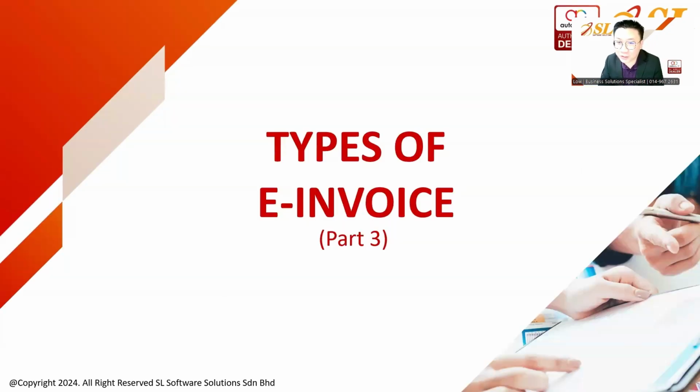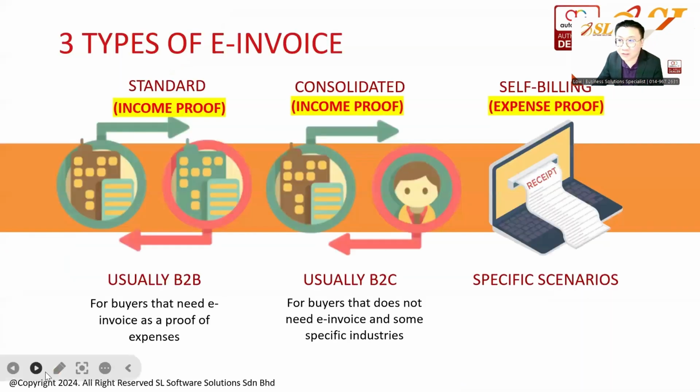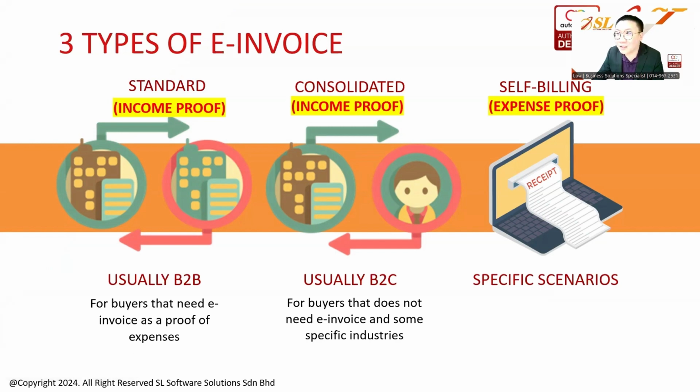In Malaysia we only have 3 types of e-invoicing. Two types are to prove our income, and the last one is to prove our expenses. Standard invoice proves our income. What is a standard invoice? A standard invoice is step 1 until 6, which I already explained just now. The second way to prove our income is the consolidated e-invoice.